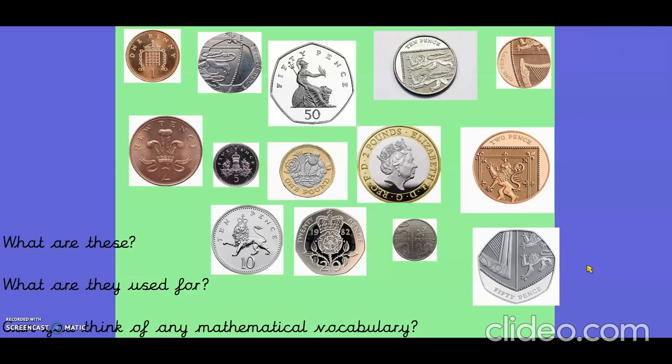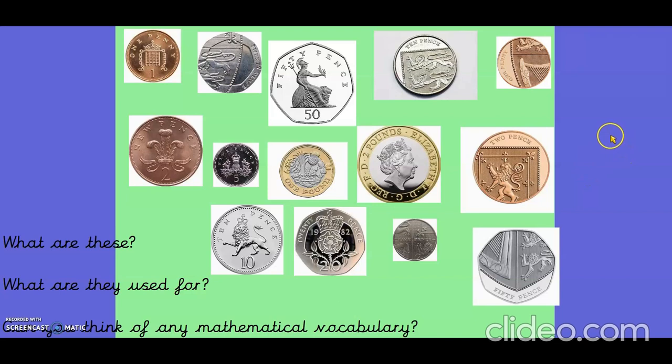Okay, so hopefully you've had a little think about each of these questions. So let's start with, firstly, what are these? Hopefully you have recognised that these are all different coins, because when we're thinking about money, we have got coins and we also have notes. What we can see on the board are all of the examples of the different coins that we would use. And this is our currency that we use in the United Kingdom, because different countries around the world use different types of money.